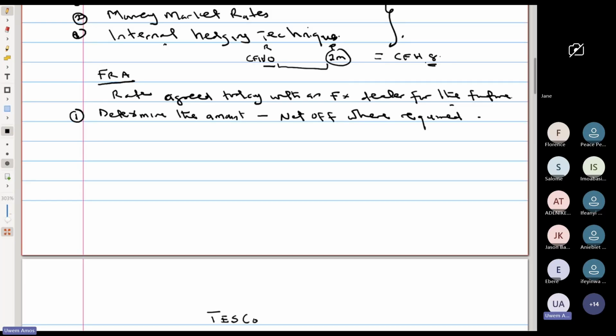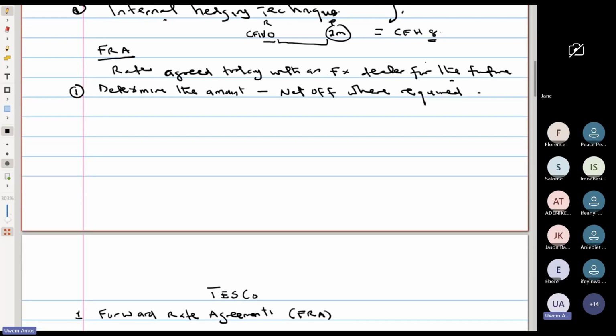The second thing you need to determine is when the payment is due. That's the second thing you need to determine, the payment due date.